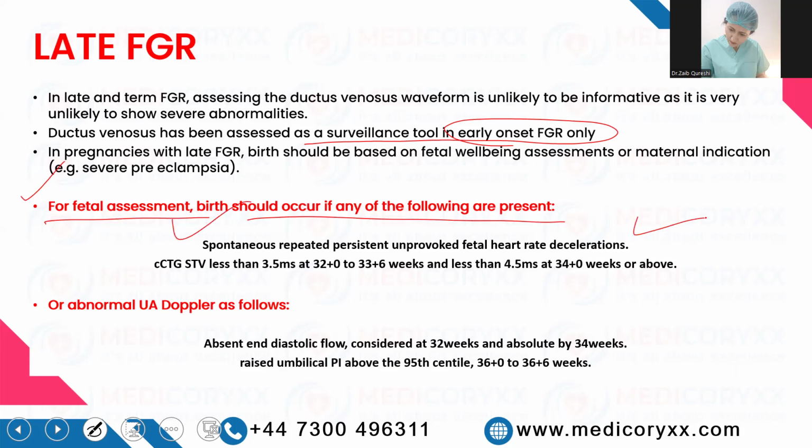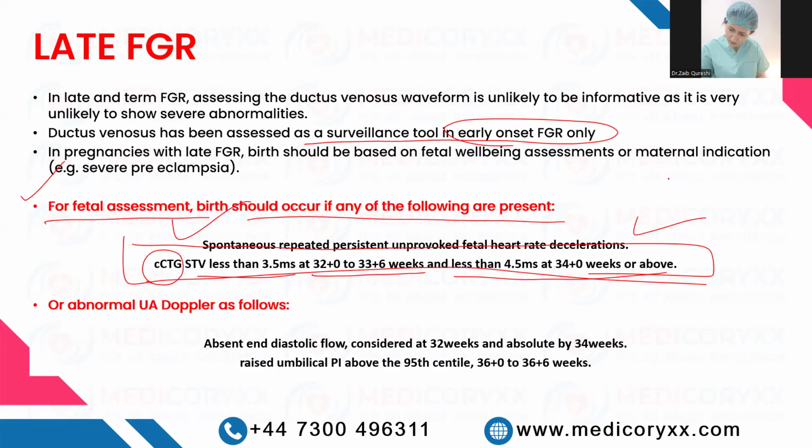For fetal assessment, birth should occur if any of the following are present: spontaneous, repeated, persistent, unprovoked decelerations, or if contraction CTG, the STV analysis is 3.5 milliseconds at 32 to 33 plus 6 weeks, or less than 4.5 milliseconds at 34 weeks or above. This, of course, will come if you have seen any contraction CTG, okay? Contraction CTG is where we give stress through oxytocin, and then we check how the baby is coping with the contractions. All these findings will be noted on the CTG machine.